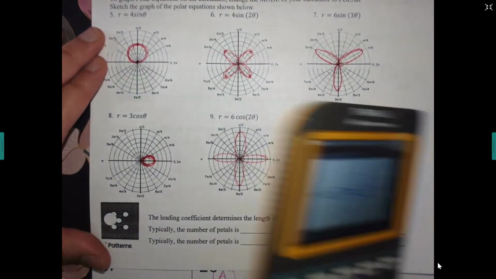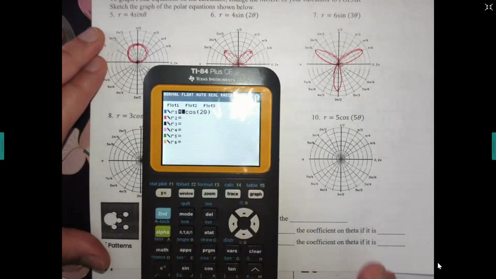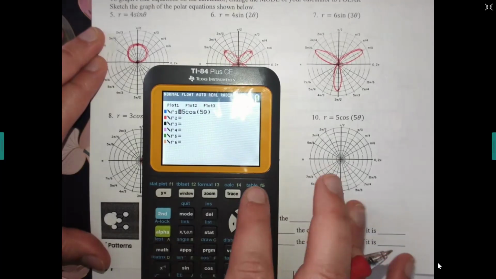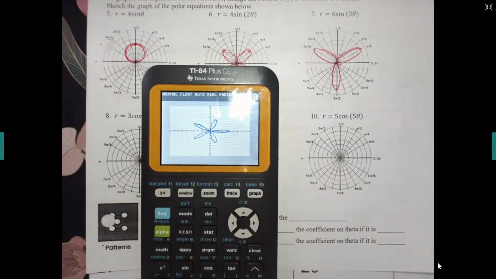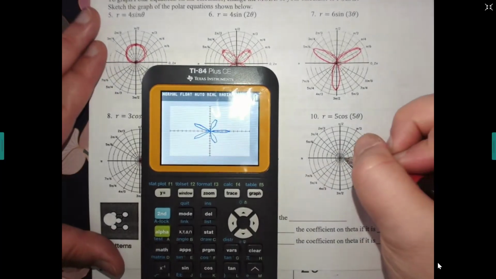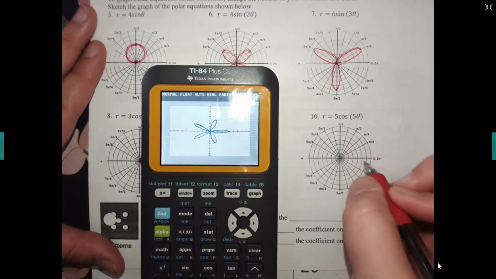Okay, next one, I want 5 cosine 5 theta. You'll notice you have 5 petals this time, and they're all a length of 5. So 1, 2, 3, 4, 5.